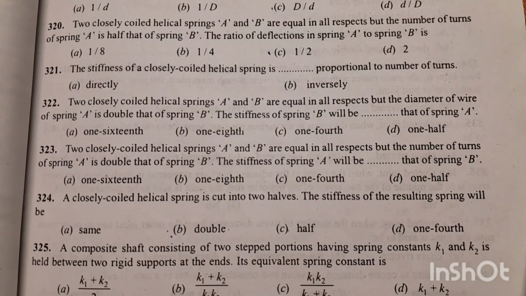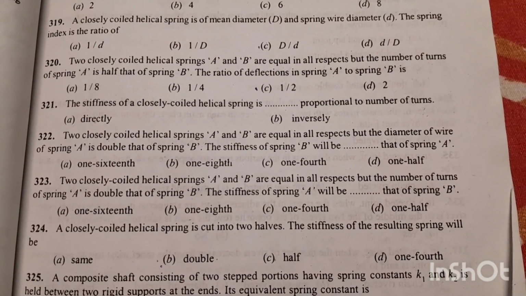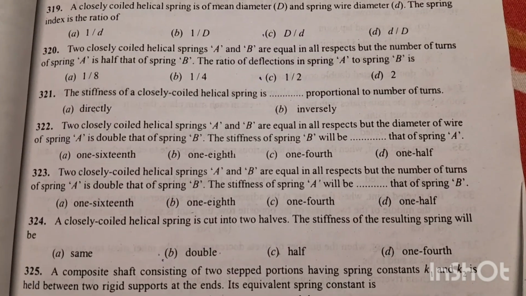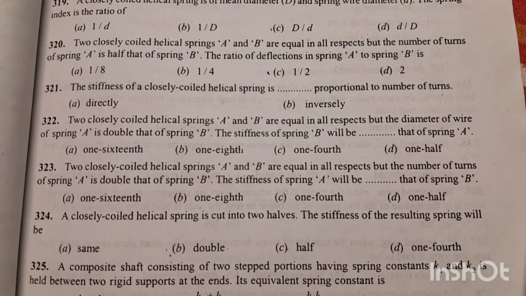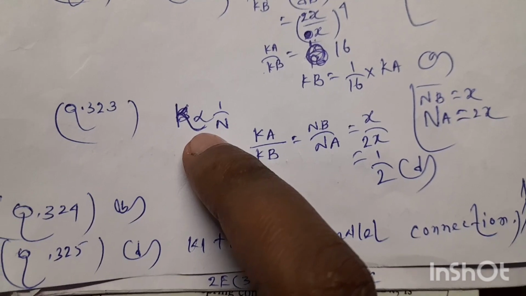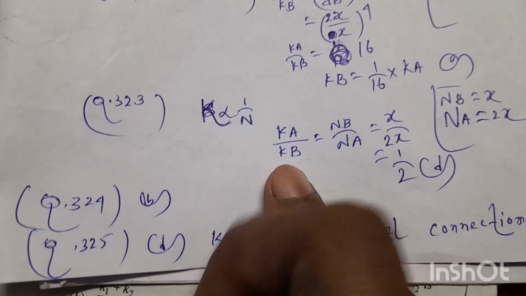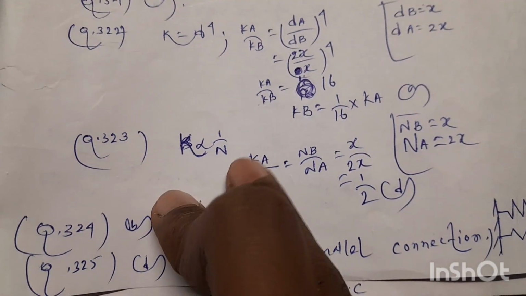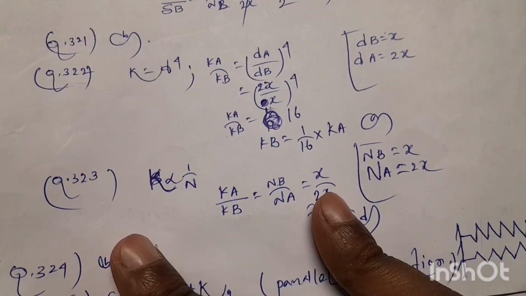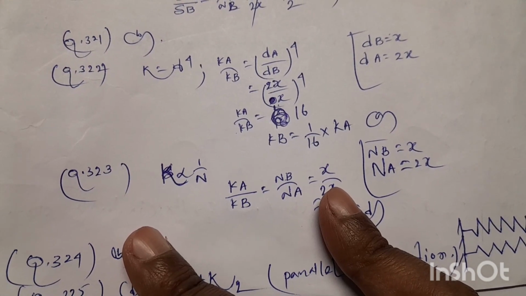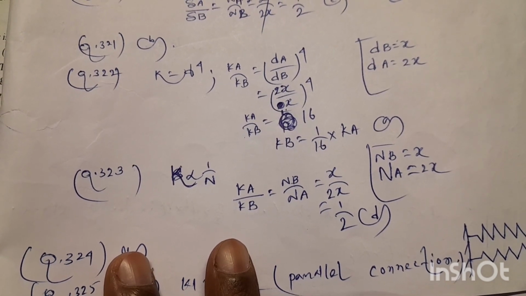Next question 323. Two closely coiled helical springs A and B are equal in all respects, but the number of turns of spring A is double that of spring B. The stiffness of spring A will be how much of that of spring B? We know for a helical spring, the stiffness is inversely proportional to the number of turns of the spring. We can write Ka by Kb equals Nb divided by Na, where Nb and Na are the number of turns of springs B and A, and Ka and Kb are the spring stiffness of A and B.